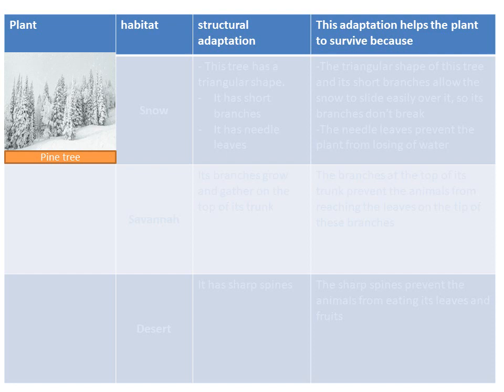Imagine if this tree, like the acacia tree, was an umbrella shape, and it is snowing. The snow is going to accumulate above the tree until it breaks. That's why it has a triangular shape. This triangular shape helps the snow slide over the plant easily, so that the branches don't break.